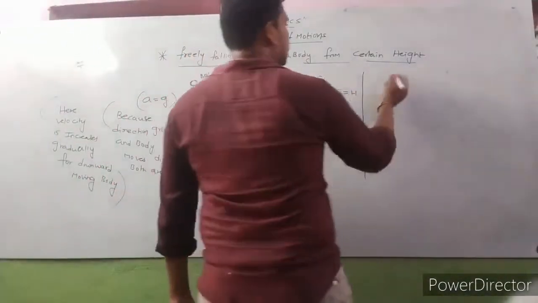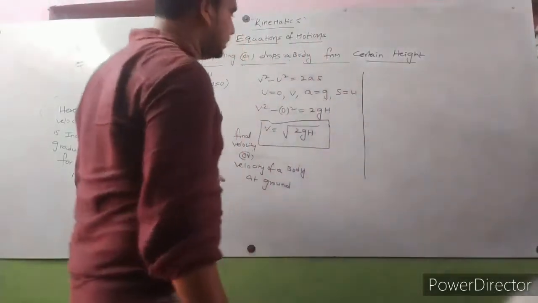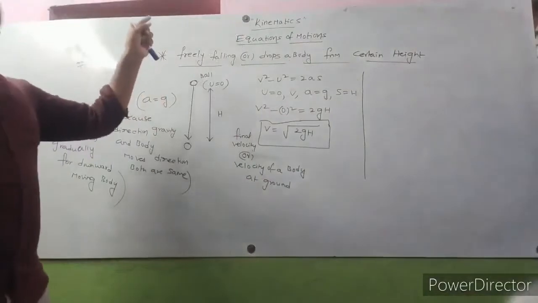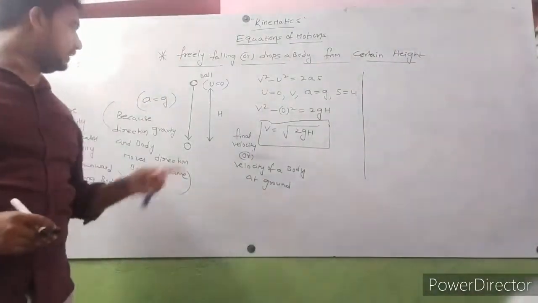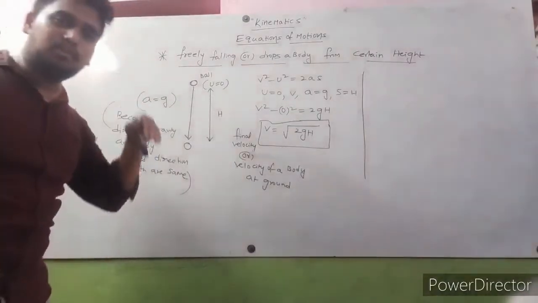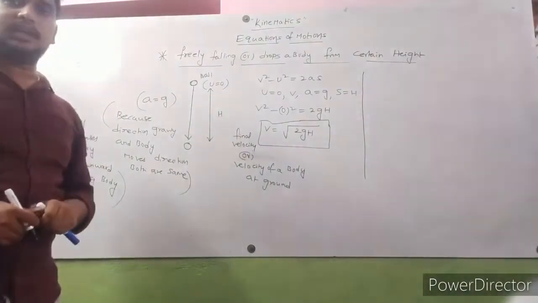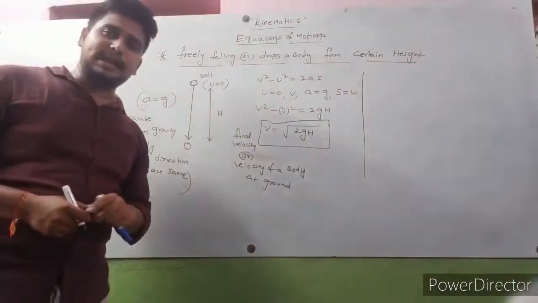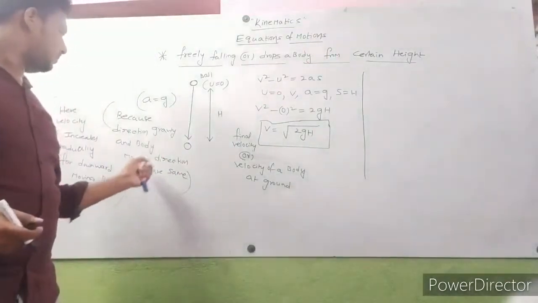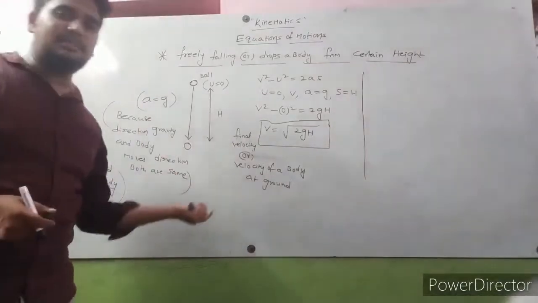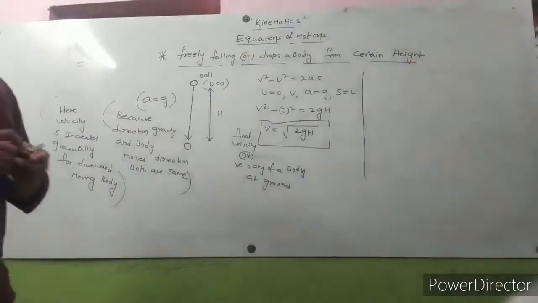Next, these are the major formulas we got whether a body is freely falling or dropped from a certain height. Here acceleration is equal to g, because the body moving direction and gravity direction are both the same direction. Gravitational force is always acting downward and the body is also moving downward. That's why acceleration is equal to plus g.